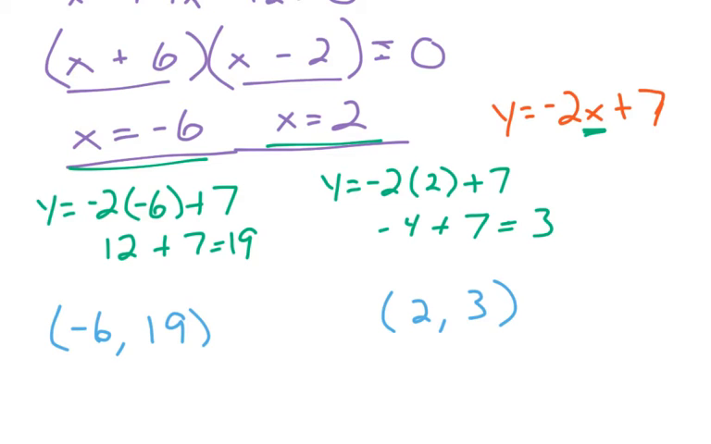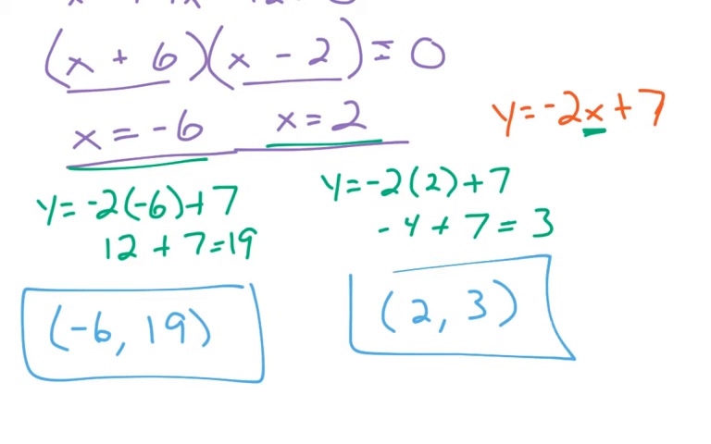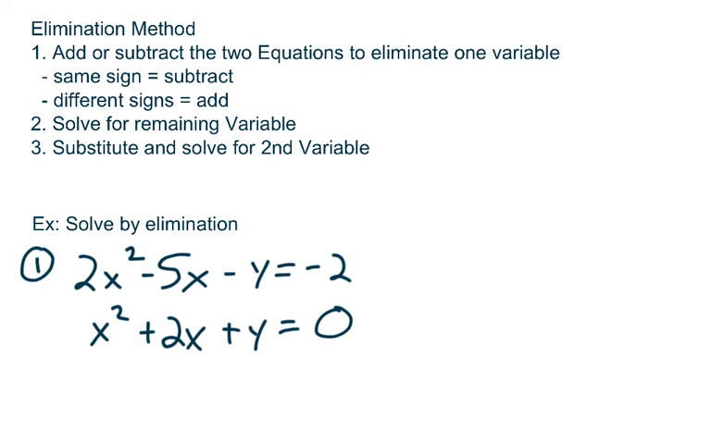These are the 2 points of intersection of my graph. Do you need to sketch it every time? No, I was just showing you in the last example what we're looking at, but these are the 2 solutions to this system. All right, let's move on to the elimination method.